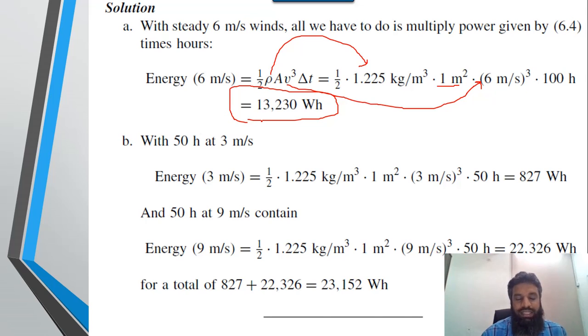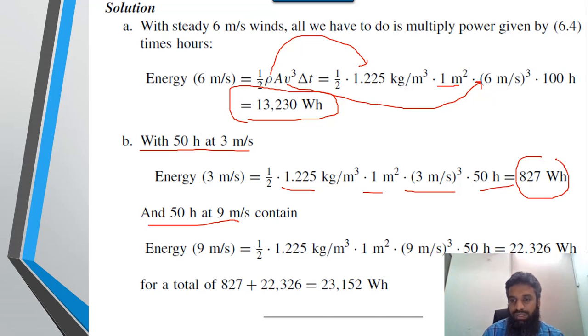While if we take the second case, we have 50 hours at 3 meter per second and 50 hours at 9 meter per second. For the first case, we have half into rho. This is the value of the rho, and then the area, then the speed, and then the time. So the overall power which is produced is 827 watt hours.